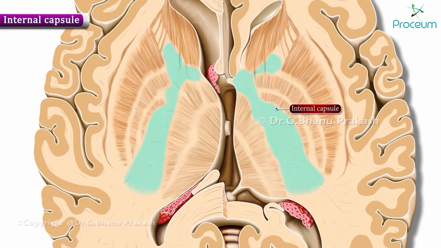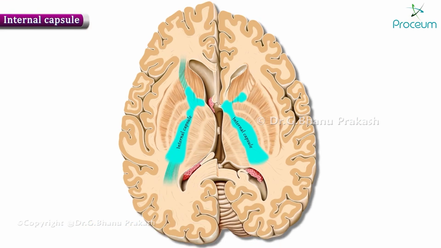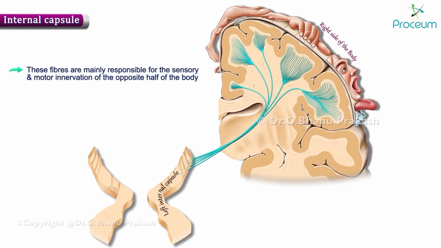Internal capsule. The internal capsule is a deep subcortical structure that contains a concentration of white matter projection fibers. These fibers form the corona radiata. Anatomically, this is an important area because of the high concentration of both motor and sensory projection fibers. These fibers are mainly responsible for the sensory and motor innervation of the opposite half of the body.